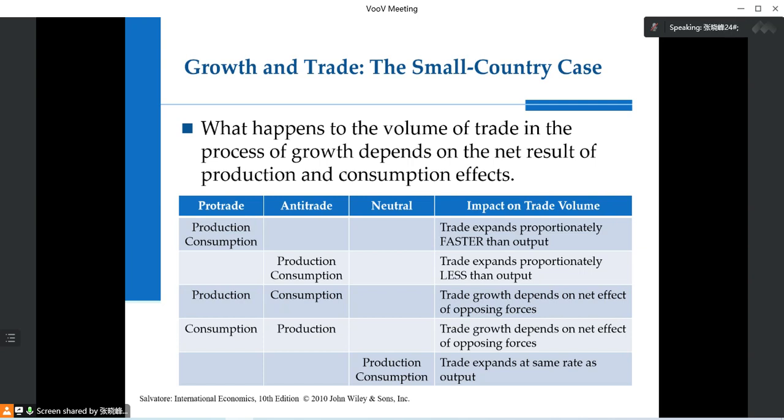And the trade growth, the next one is pro-trade consumption and anti-trade production. The trade growth depends on the net effect of opposing forces. If it is neutral for these two elements, that is the production and consumption, okay, the trade expands at the same rate as the output.